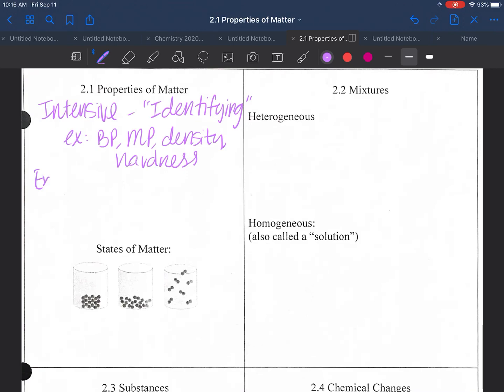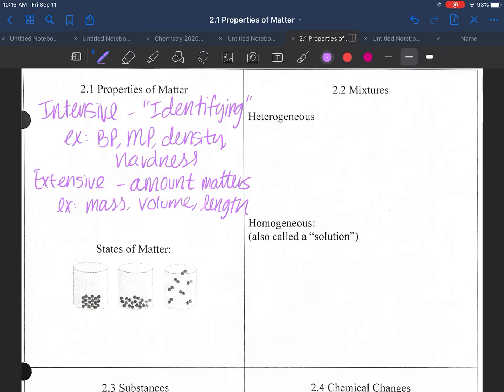And then we have extensive. These are things where amount matters. So that would be like mass, volume, length, etc. And what also is considered an extensive property is the state of matter.